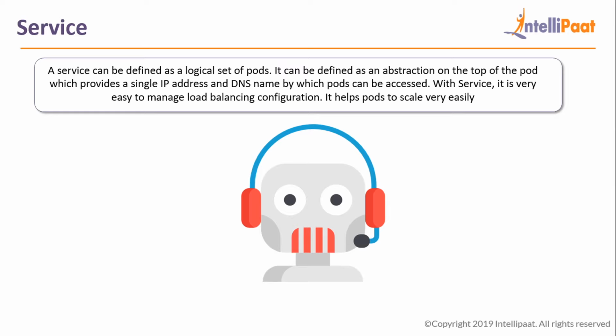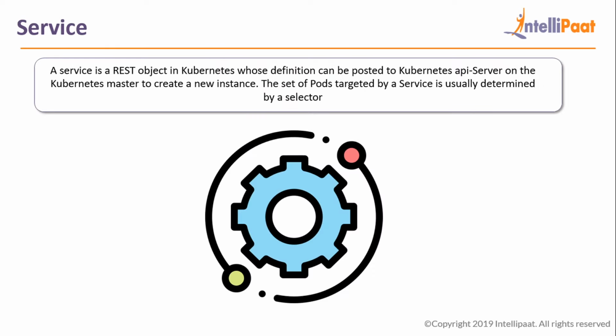It will show you a logical set of pods, and it will help in load balancing, and it will get you access to all the pods with a single IP address, right? A service can also be thought of as a REST object in Kubernetes, whose definition can be posted to the Kubernetes API server on the Kubernetes master to create a new instance. And the set of pods targeted by a service is usually determined by a selector. So when we define a service in our hands-on section, I'll show you what we actually mean by a selector.